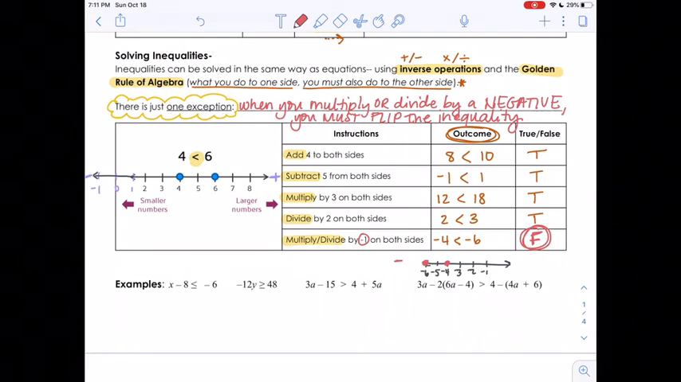So what that means is, if we look back at this example, how could I make this statement? Negative 4 is less than 6. That's not true. But what is true? Well, negative 4 is actually greater than negative 6. So anytime we multiply or divide by a negative, we have to flip the inequality. And that's just a rule that we're going to have to remember.